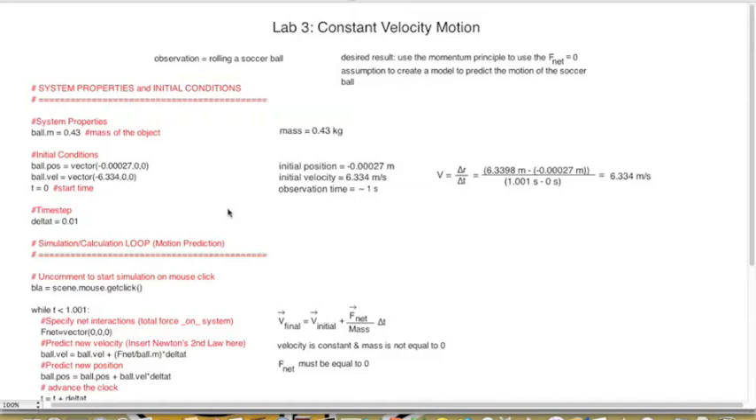This is Lab 3, Constant Velocity Motion. My name is Nara Roach, and I'm in Physics 221 Lab Section MO2. So today what we're observing is a rolling soccer ball.